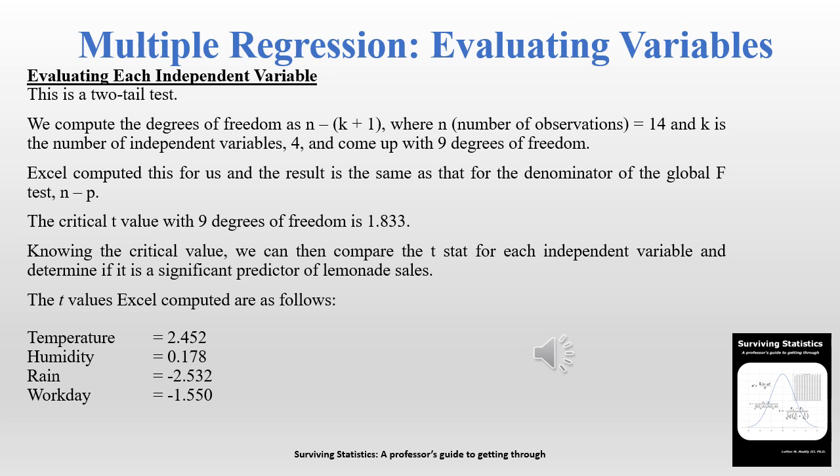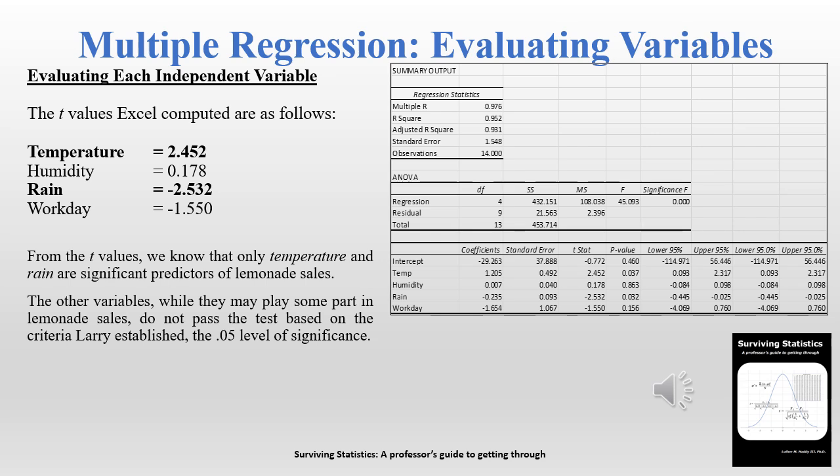Well, Excel did indeed compute the t-values for you. We'll see it on the screen here in just a second, but what we ended up with was temperature having a t-value of 2.4, humidity of 0.017, rain of -2532, and workday of 1550. All right, in evaluating each independent variable, we can see that with our t-test, only temperature and rain are significant predictors. Now, that doesn't mean that workday doesn't predict how much we're going to sell, but not at the 0.05 level of significance that we established.